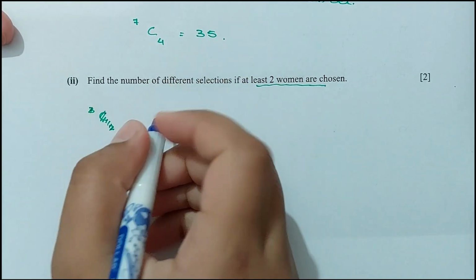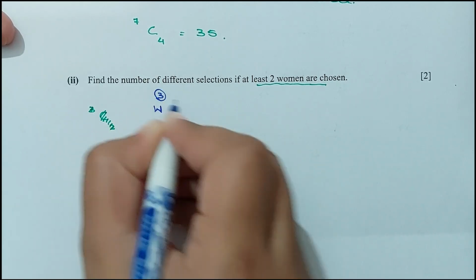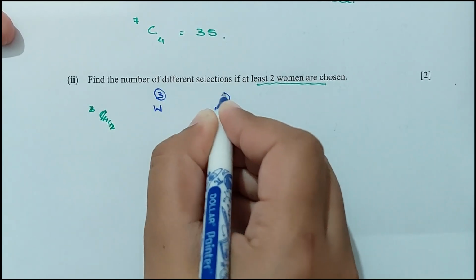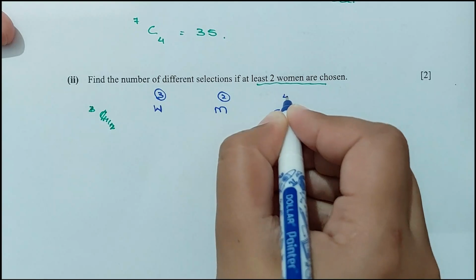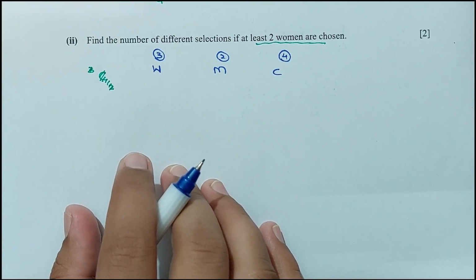So first I make a column for women. There are 3 women, right? Men, 2 men, and children. There are 4 children, right? Okay, so at least 2 women. So 2 or more than 2.